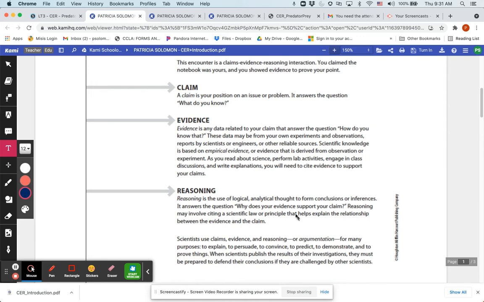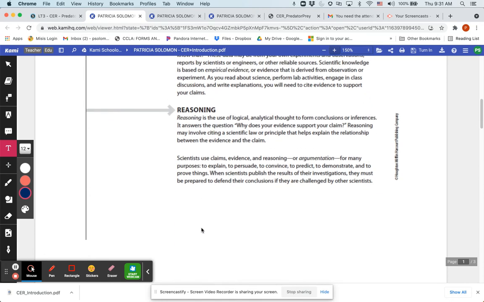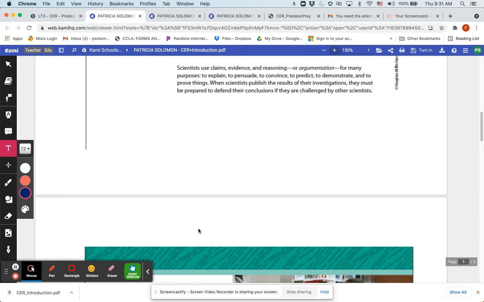Now, in the reasoning, this is where you're going to write your explanation. This is where you're going to say, why does this evidence support the claim? What do I know about this topic? And I can start talking about predator-prey relationships and ecosystems, and how without the wolves, which are a keystone species, and so on. So you want to really start bringing in all your knowledge about why you said what you said here, and then what evidence you gave. So you're going to be very specific about that.